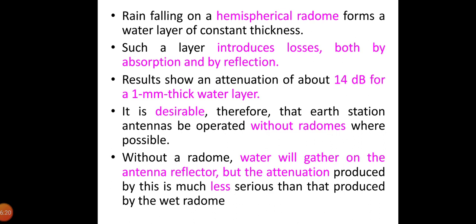So, results show an attenuation of about 14 dB for a 1 mm thick water layer. It is desirable, therefore, that earth station antennas be operated without radomes wherever possible. So, without a radome, water will gather on the antenna reflector, but the attenuation produced by this is much less serious than that produced by the wet radome.